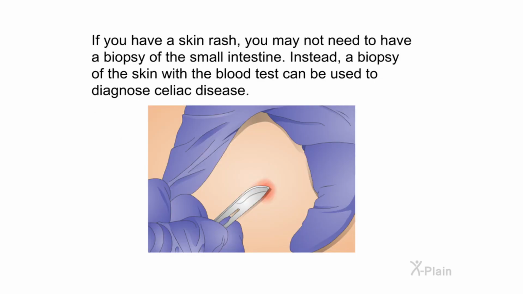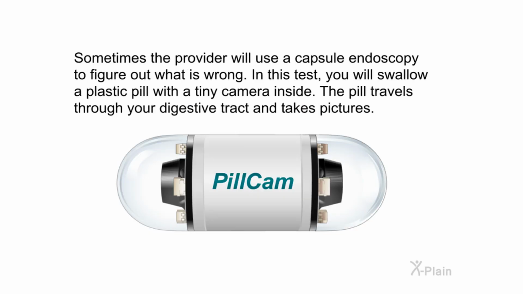If you have a skin rash, you may not need to have a biopsy of the small intestine. Instead, a biopsy of the skin with the blood test can be used to diagnose celiac disease. Sometimes the provider will use a capsule endoscopy to figure out what is wrong. In this test, you will swallow a plastic pill with a tiny camera inside. The pill travels through your digestive tract and takes pictures.